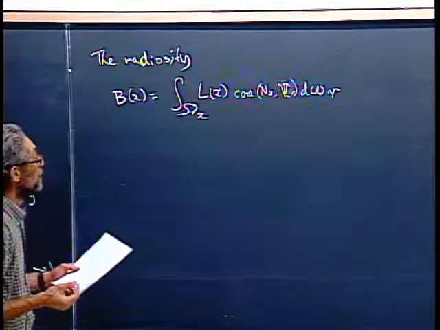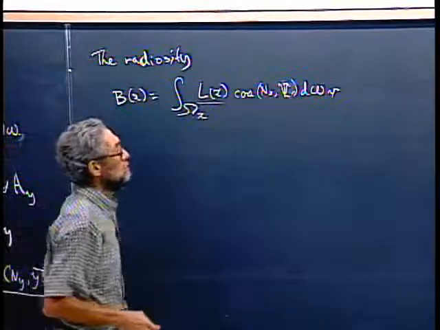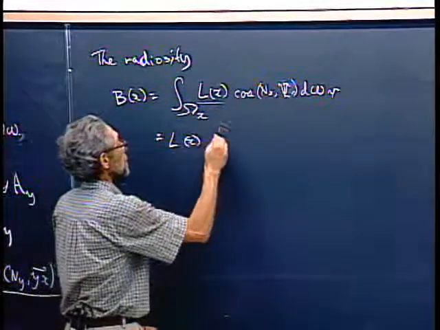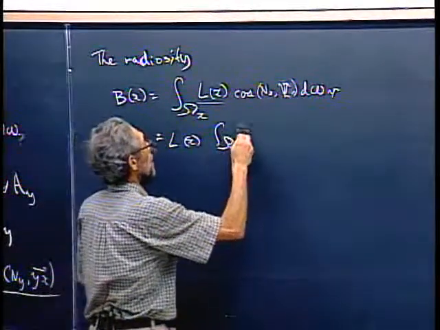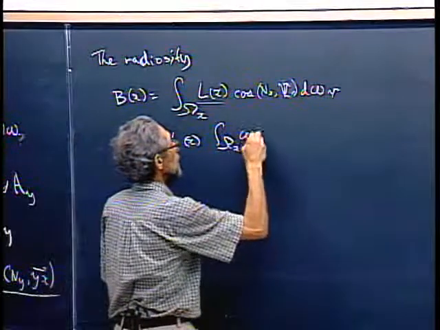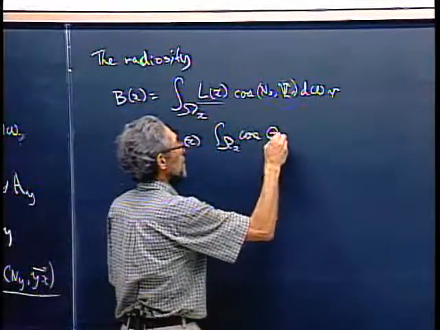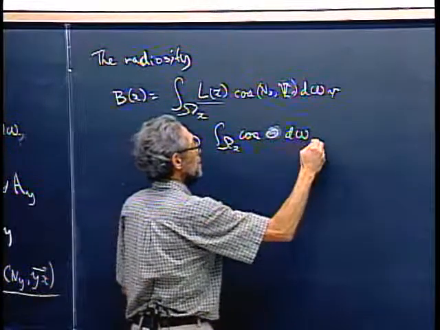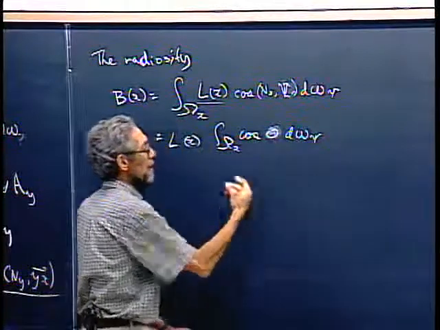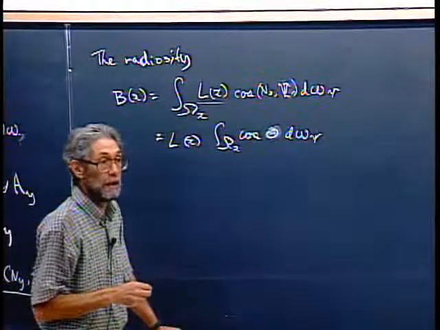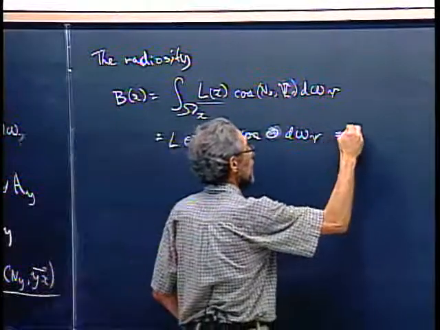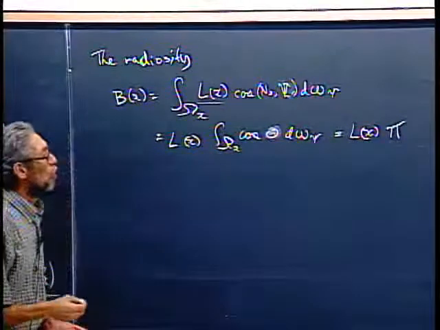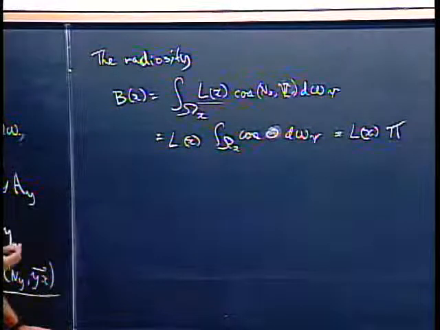And this, again, doesn't depend on the direction, so we can take it outside the integral. And the integral is just the integral of this cosine theta d omega. And we integrated the cosine over the hemisphere and got pi, right? So this is just L(x) times pi. So the radiosity is always pi times the radiance.